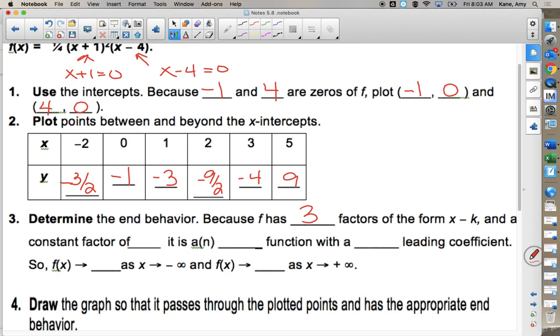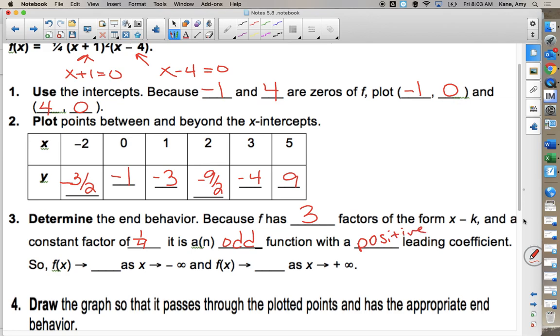So we have 3 factors and a constant factor of 1/4. That's the number in front. That would be our leading coefficient. Is it an even or an odd function if it has 3 factors? Odd. And the leading coefficient is positive or negative if it's 1/4? Positive.